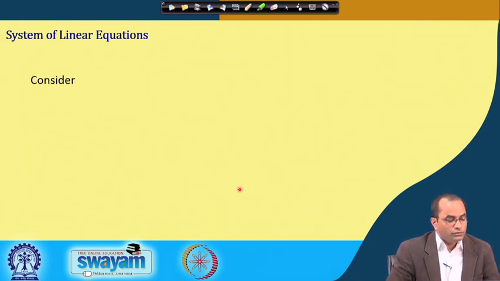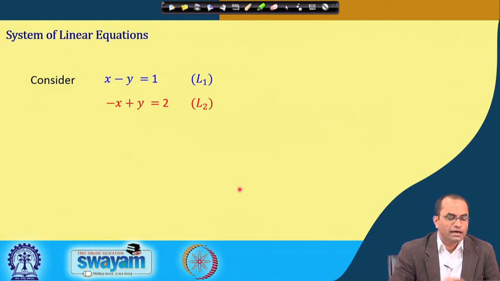So, now coming to another example. So, we have now x minus y is equal to 1 and the second equation we are considering minus x plus y is equal to 2. So, this is equation number 1 and then we have equation number 2 here.